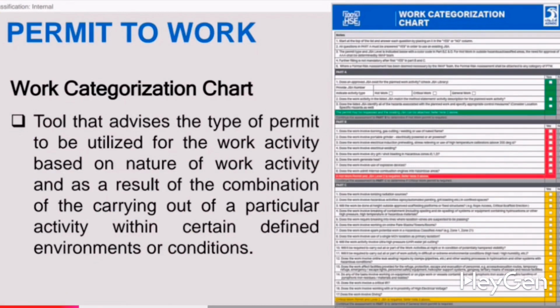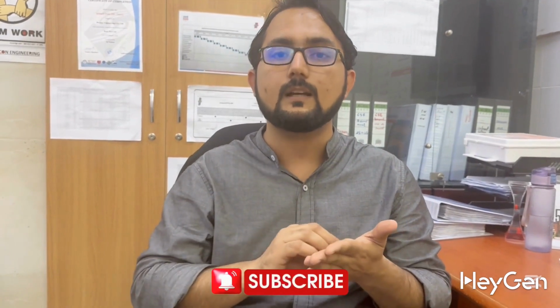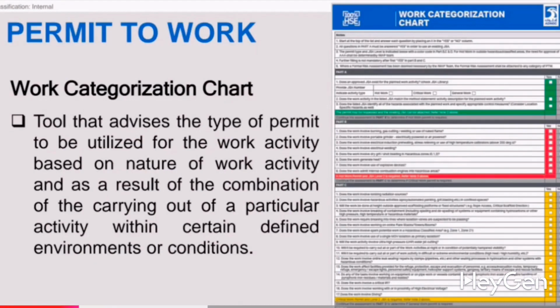Suppose a vehicle is involved, or working in a confined space, or work at 0.8 meters. Whatever such conditions are there will come to our mind in the critical category. So the work categorization chart is basically a tool according to which we will find, verify or identify which ultimate permit we will need for this work. I hope this topic and question are clear to you now.